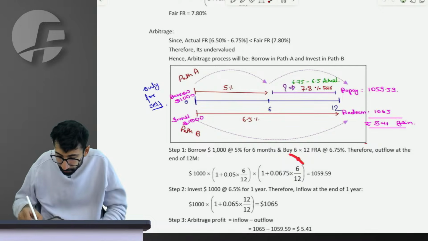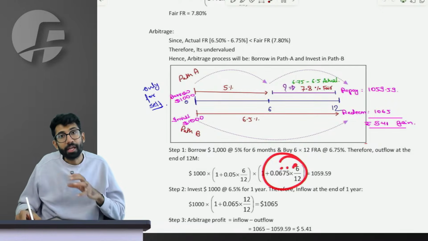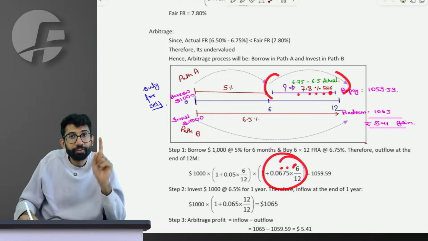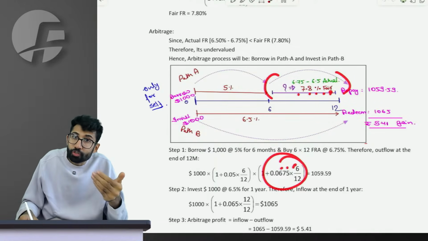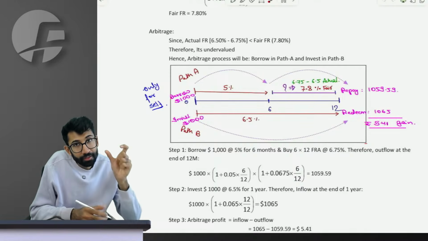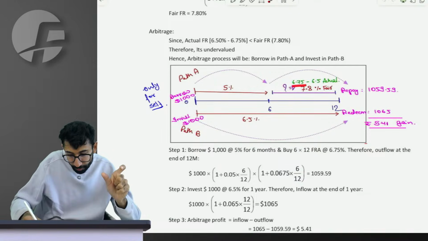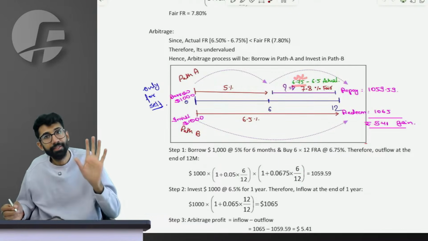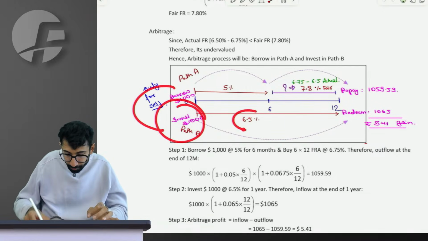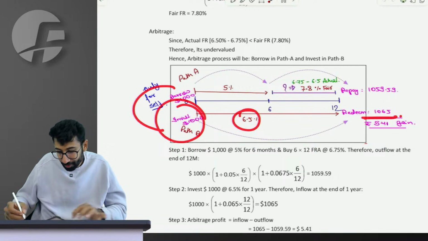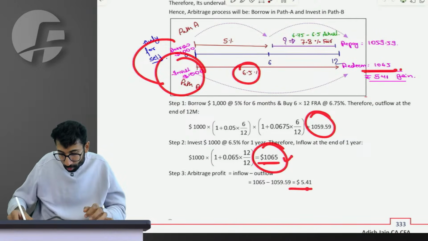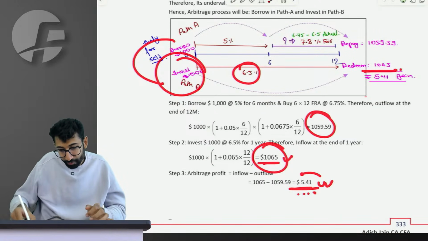Similarly, for the sake of arbitrage, we don't have to do any net settlement of FRA. We have to just assume an actual borrowing or lending at the agreed forward rate of 6.75%. Yes. Now you say invest this 1000 rupee for 6.5. So after a year it becomes 1065. From the redeemed amount, repay this amount. The difference is your arbitrage gain, 5.41.